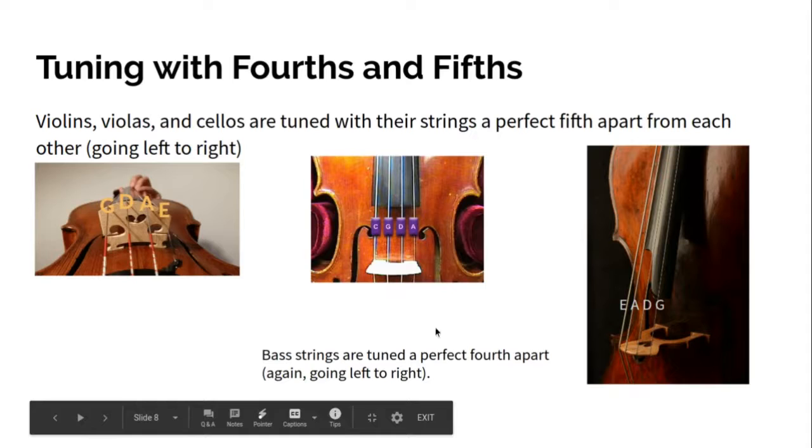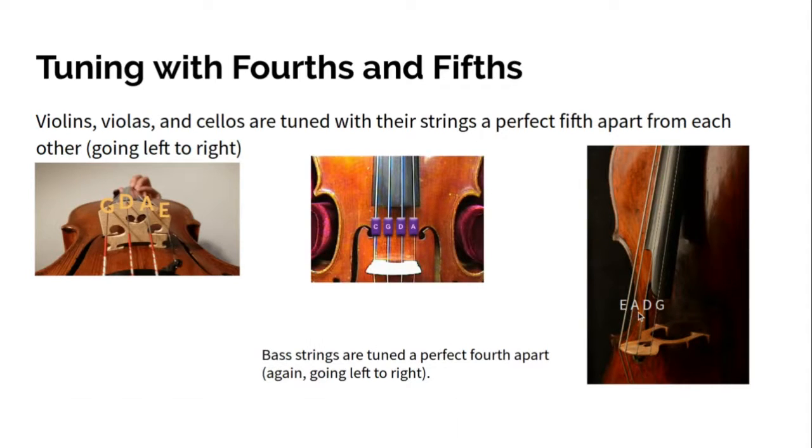Now bass strings are tuned a perfect fourth apart, going left to right. So here's E to A, that's a fourth, A to D is a fourth, and D to G is a fourth.